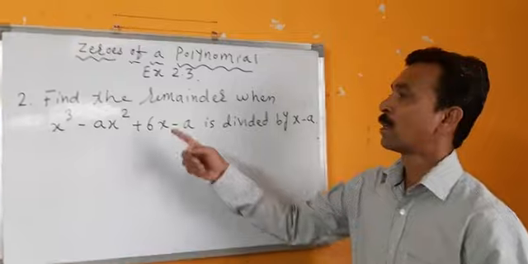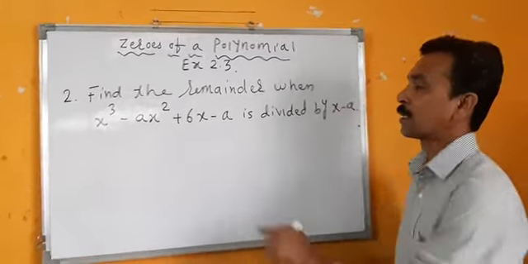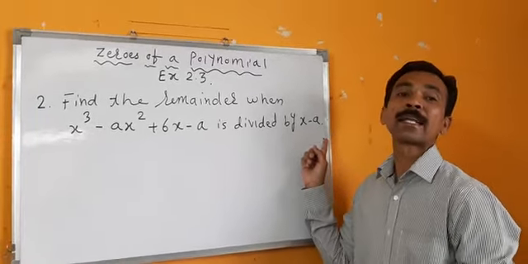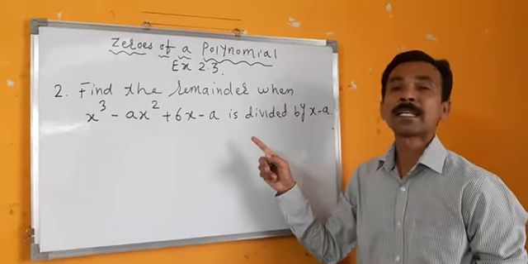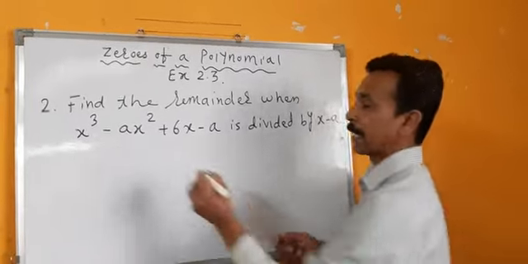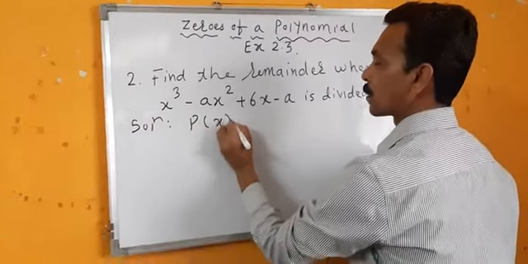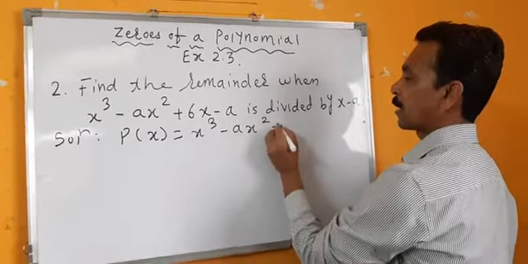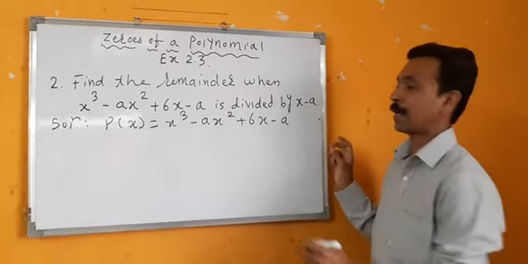Question number 2. Find the remainder when x cubed minus ax square plus 6x minus a is divided by x minus a. Here what is p of x? x cubed minus ax square plus 6x minus a. So here I will write the solution. This is p of x.